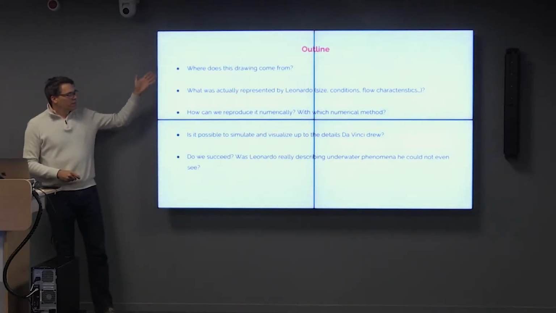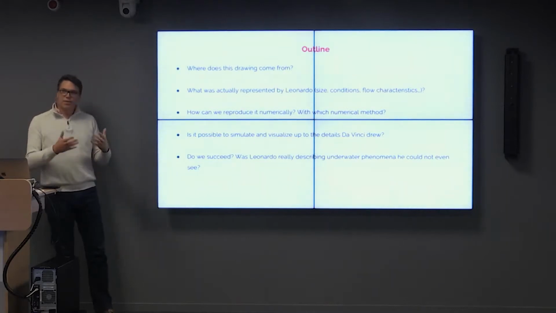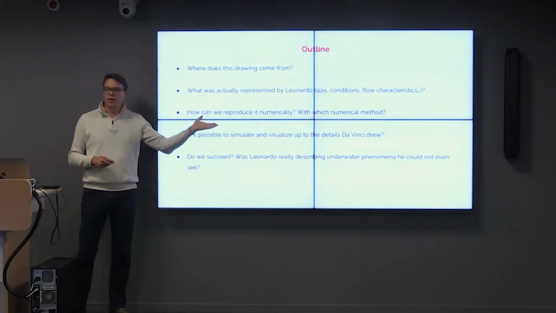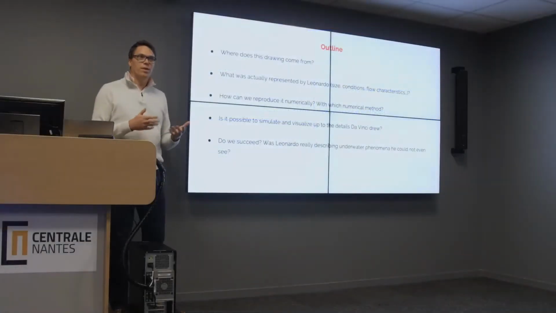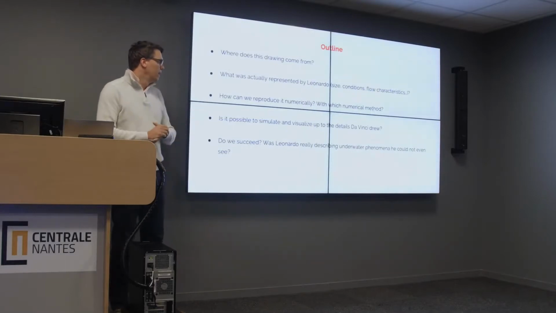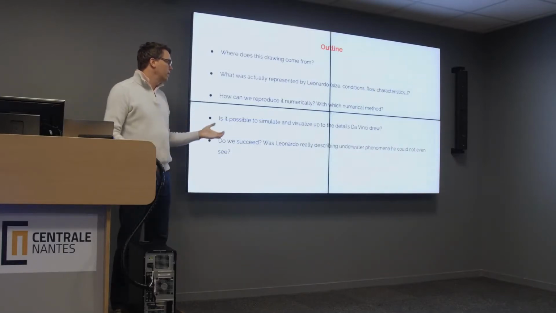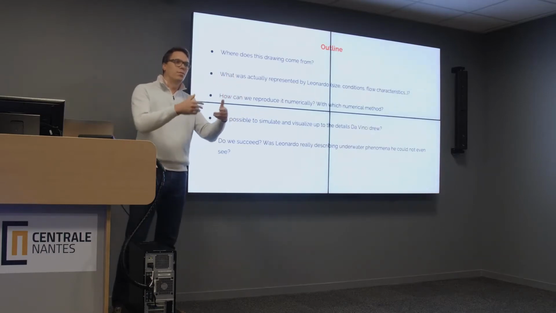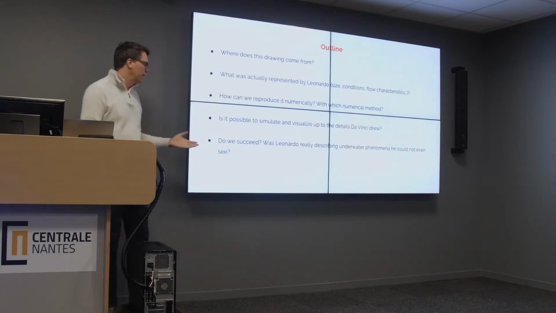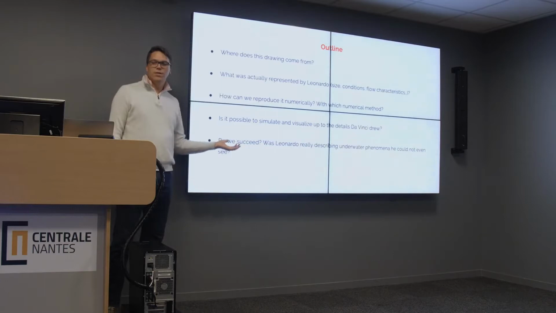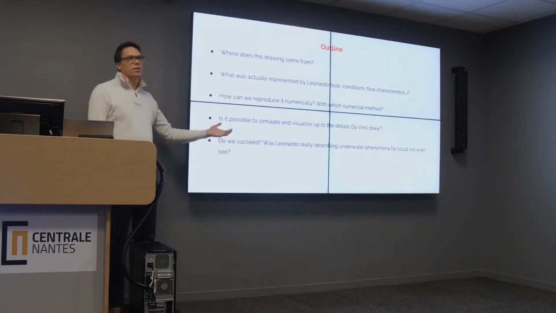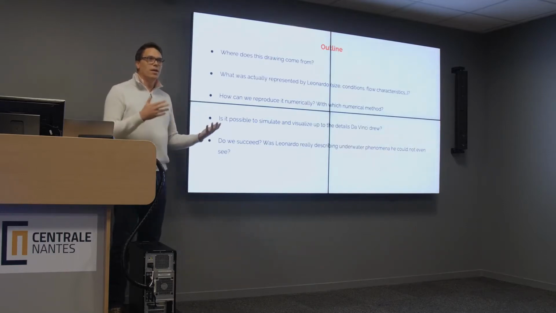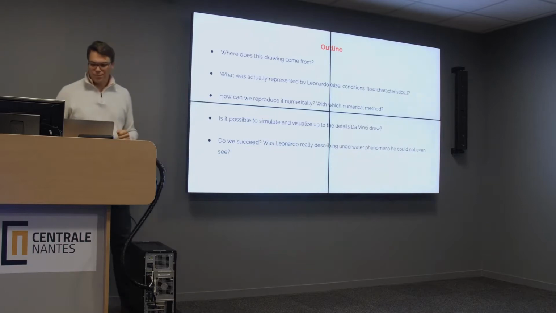So then, after having done this historical part and investigation of the conditions, we wondered how we could reproduce it numerically with our tools, with which numerical method, how, etc. So we made some developments. And we wonder whether it was possible to visualize up to the details drawn by Leonardo, and maybe even more with our tools. And in the end, we will answer the last questions. Did we succeed? Did we reach something which resembles this drawing or not? And what are the differences and maybe why? And we will explain this.